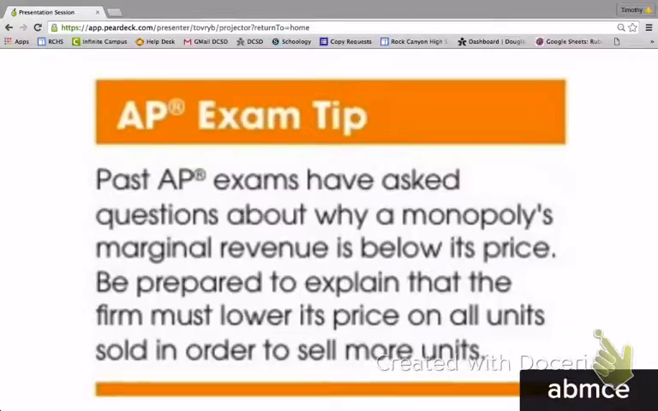Now, keep in mind that past AP exams have often asked questions about why a monopolist's marginal revenue is below its price. So you need to be prepared to explain that the reason for this is because the firm has to lower its price on all previous units sold in order to sell more units.